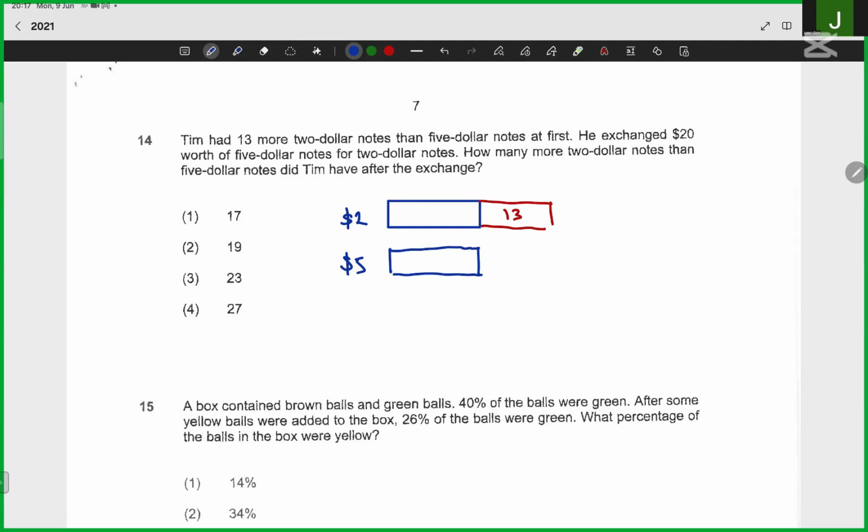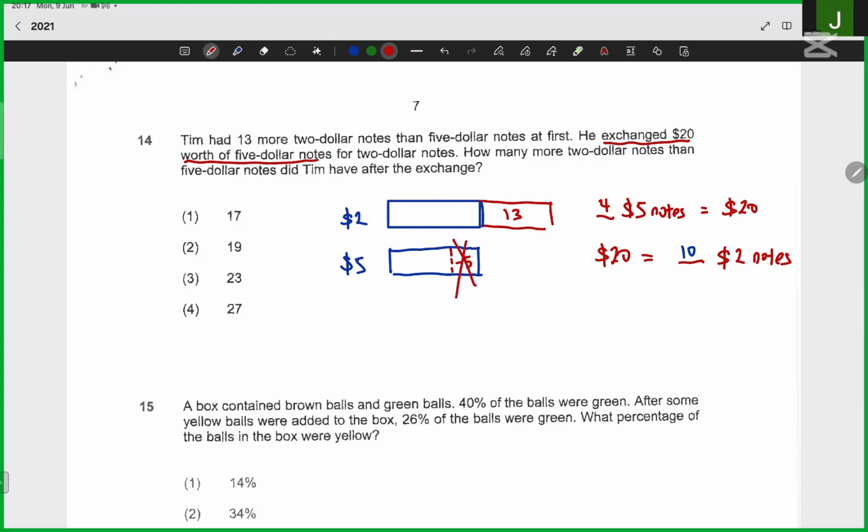Now if we exchange $20 worth of $5 notes, how many $5 notes is equal to $20? That is 4. 4 $5 notes is $20, correct? But $20 can be exchanged for how many $2 notes? The answer is we can exchange for 10, right? So here we need to understand that the number of $5 notes is going to decrease.